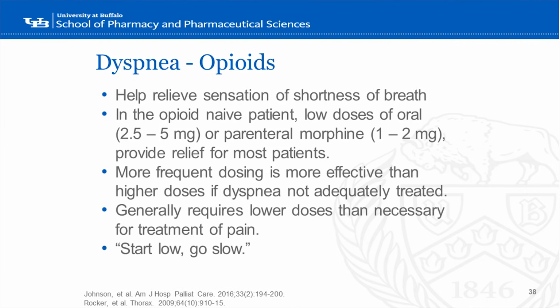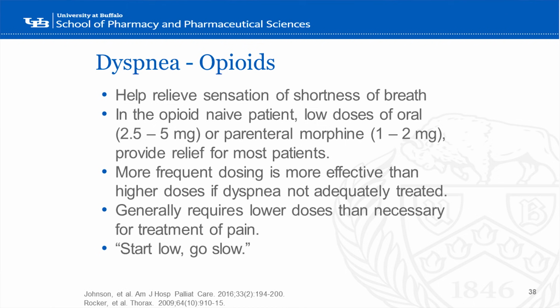But oftentimes we get down to using opioids for dyspnea. Opioids help relieve the sensation of shortness of breath, and in the opioid-naive patient, all you need are actually very low doses to provide relief for most patients. So oral doses on the range of 2.5 to 5 milligrams, or parenteral doses of about 1 to 2 milligrams. We find that more frequent dosing is more effective than using higher doses if the dyspnea is not adequately treated.